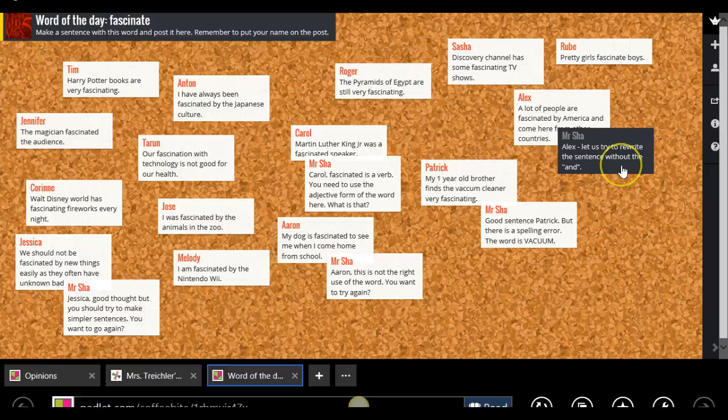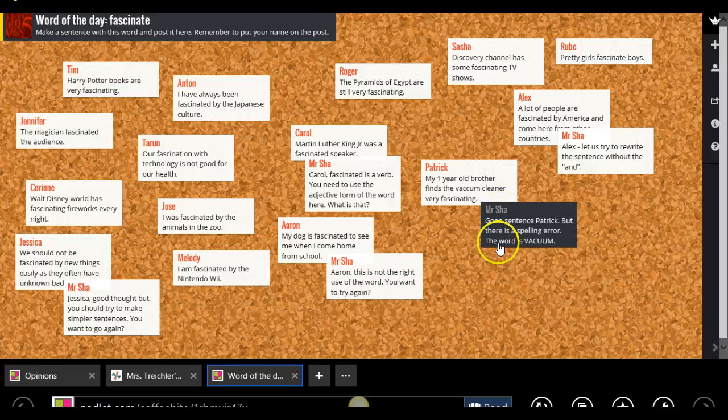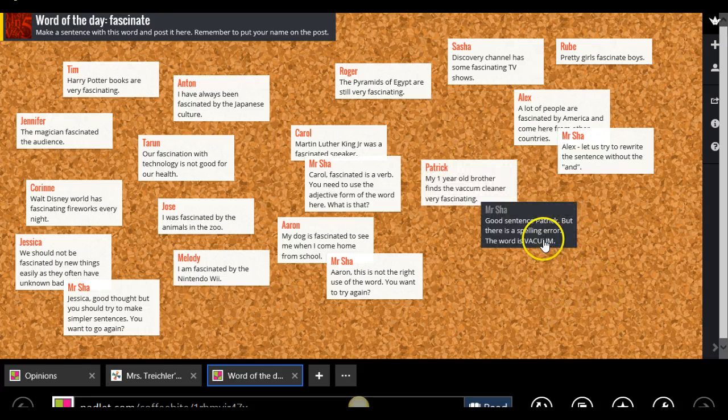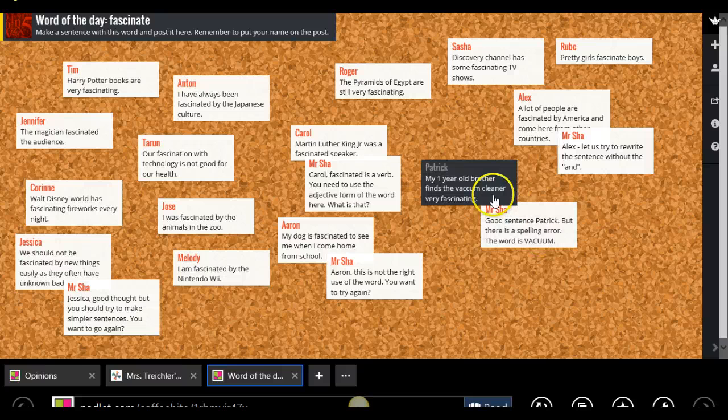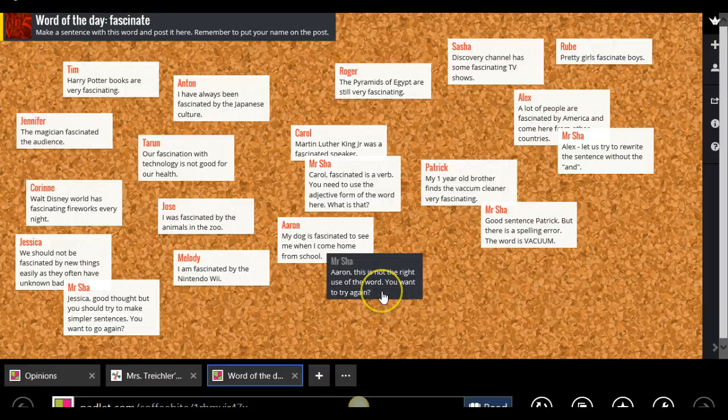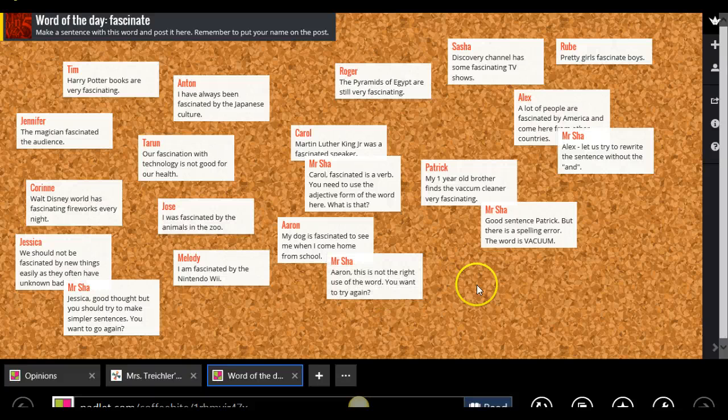Alex, let us try to rewrite the sentence without the "and" in the middle. This one says, good sentence, Patrick, but there is a spelling error. The word is vacuum. And I was thinking about this even without telling them what it is, give them a minute to figure out what their spelling error is. This one says, Aaron, this is not the right use of the word. Would you like to try again? So these are ways that you can communicate with your students.